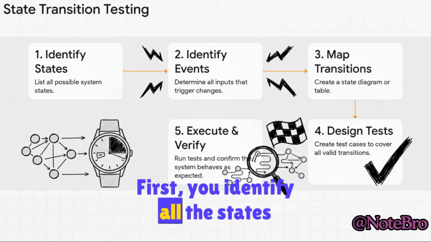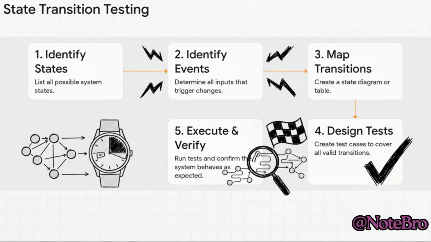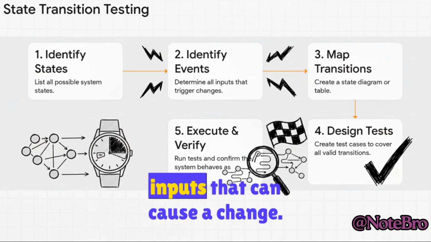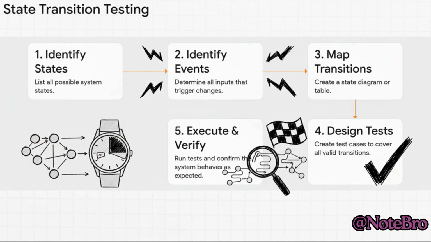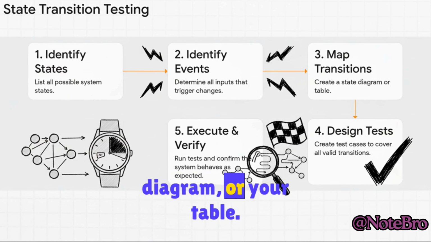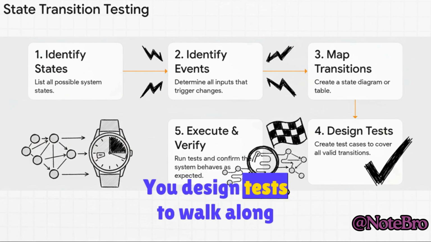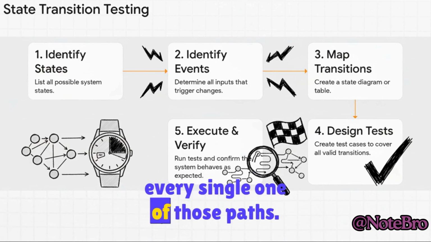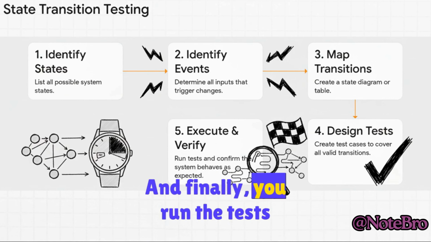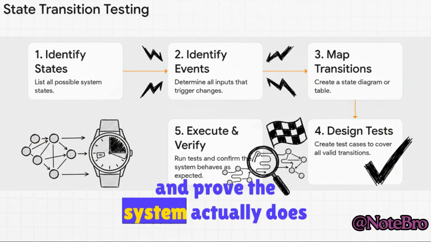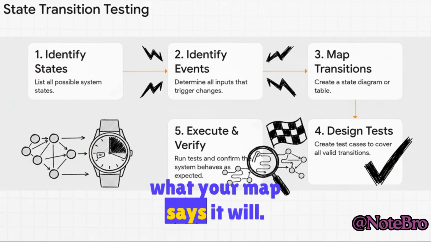First, you identify all the states, just like we did. Second, you figure out all the inputs that can cause a change. Third, you make that map, your diagram, or your table. Now, the fourth step is the big one. You design tests to walk along every single one of those paths. And finally, you run the tests and prove the system actually does what your map says it will.